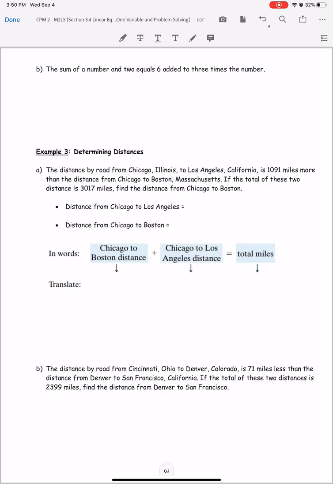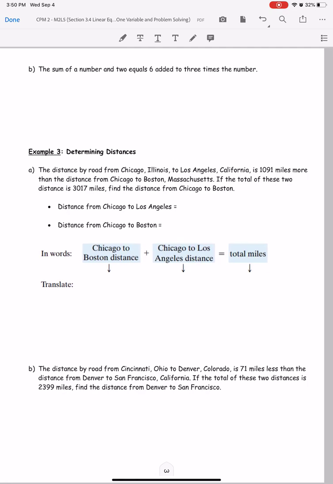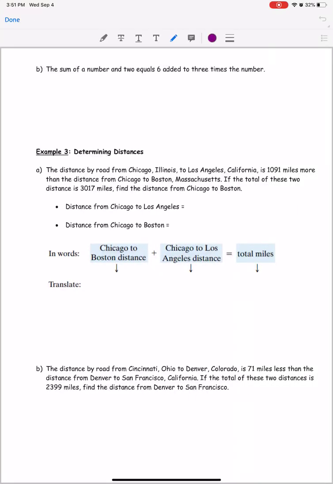Okay, hopefully you've paused the video and already tried this. But B says the sum of a number and 2 equals 6 added to 3 times the number. Again, overwhelming when you read it all together. So piece by piece by piece. The sum means to add. We're going to add a number and 2. So I've got x plus 2 equals, there's my equal sign, sorry.